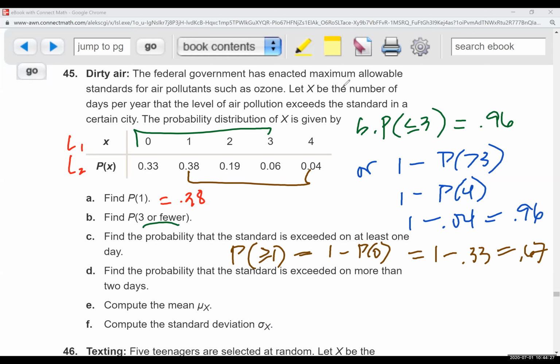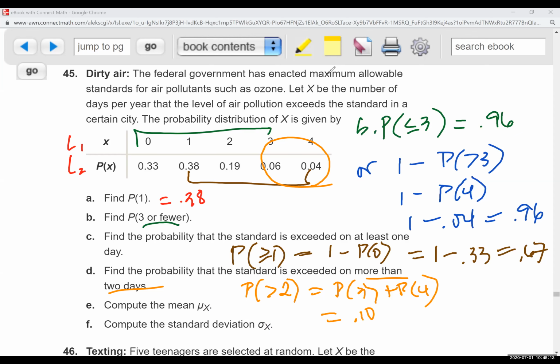D, more than 2 days. Probability of more than 2 days. Greater than 2. So what do you mean by greater than 2? Three or four, so we add 0.06 and 0.04. 3 or 4. 0.06 and 0.04 is 0.1. Okay.